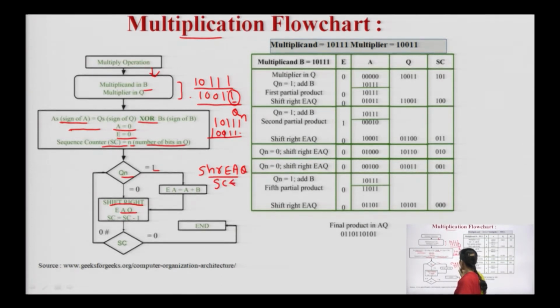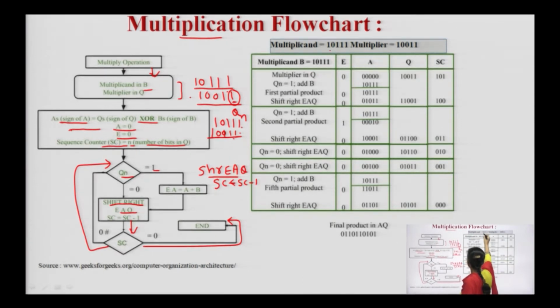And at the same step, I will decrement my sequence counter, because now one bit of the multiplier has been multiplied and I have formed the first partial product. Here I will check the value of the sequence counter: either it will have reached 0 after successive decrements or it will not be 0. If it has reached 0, then no more multiplications are required and I will be at the end. If it is not 0, then again I have to check the next bit of my multiplier, Qn.